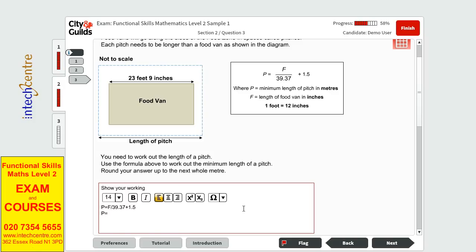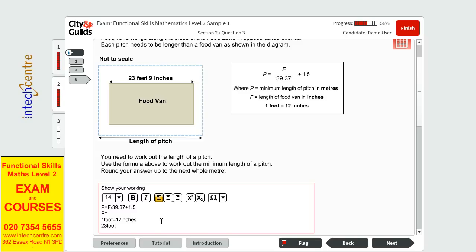So for F we have length of food van in inches. Now here we have feet, therefore we have to convert the feet to inches. This is also another clue, because if you don't realize what they want from you, seeing that 1 foot is 12 inches and they want inches, you have to realize that you have to convert the feet to inches. So we have 1 foot equals 12 inches.